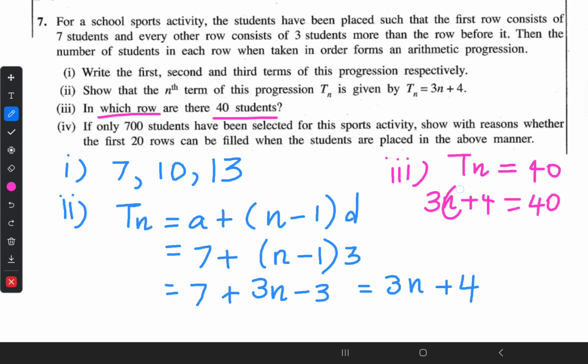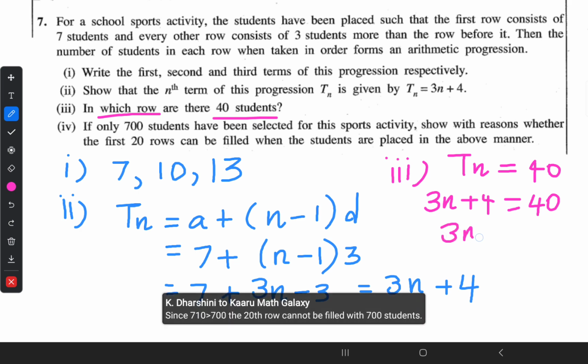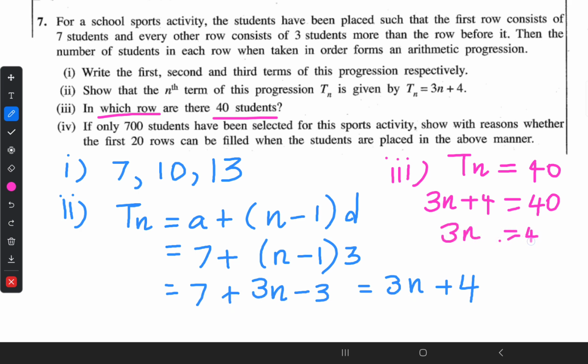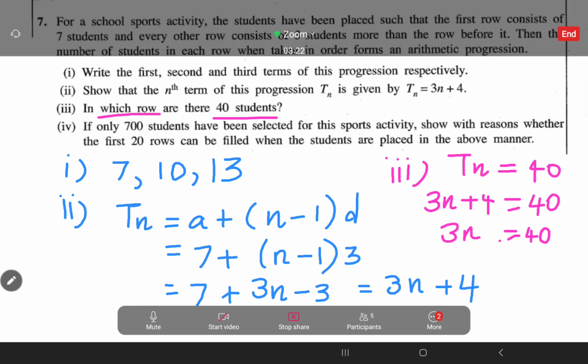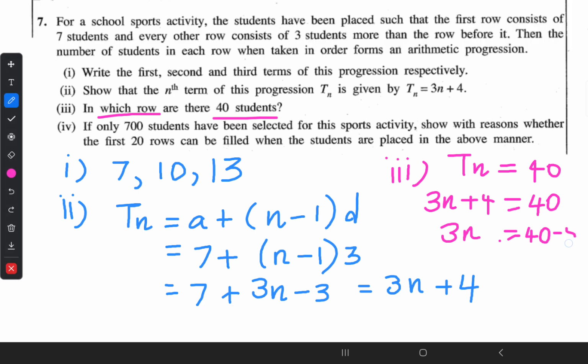So we have to find the value of n, that means isolate n. 40 minus 4, this plus 4 will become minus 4. So 3n equals 36. To find n, we divide 36 by 3, and that gives you 12. So 40 is the 12th term of this arithmetic progression. So in which row are there 40 students? You should write: in the 12th row, there are 40 students.